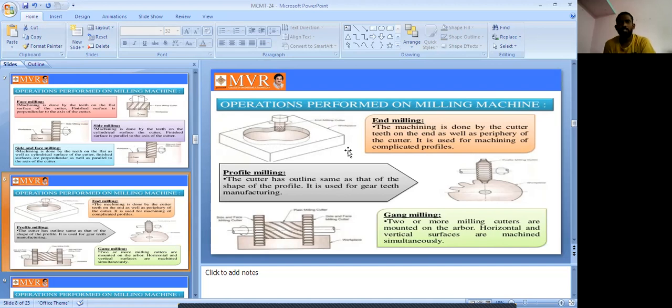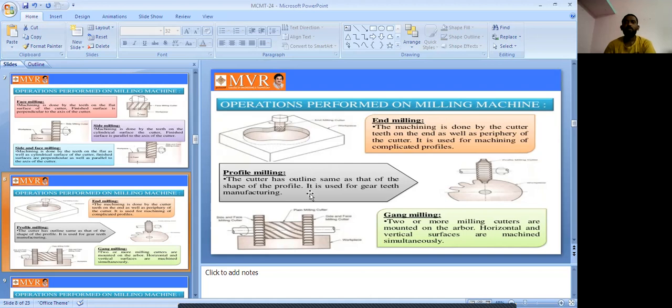ఆ ప్రొఫైల్స్ మిషనింగ్ చేయాలంటే, ఆ ప్రొఫైల్ మెటీరియల్ అనేది రిమూవ్ చేయాలంటే, we can go for the end milling. The end milling onwards we are removing metal from the workpiece. Okay, the machining is done by the cutter teeth on the end as well as the periphery of the cutter. It is used for the machining of the complicated profile. It is called as end milling.